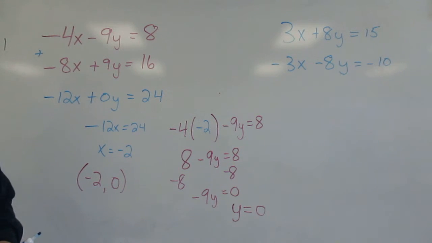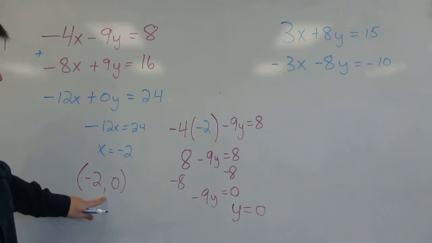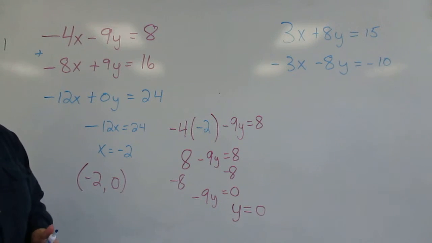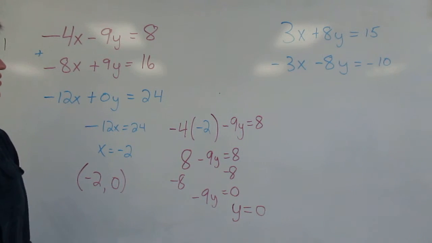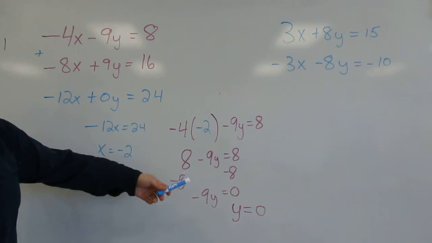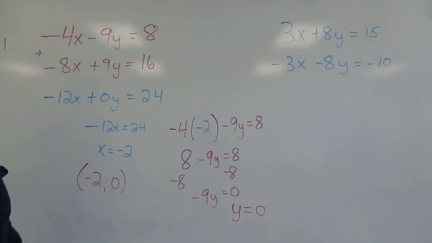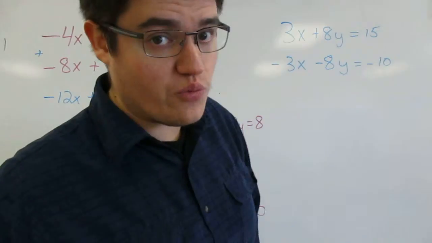And remember that you're thinking to yourself, okay, well, that's the ordered pair where these two lines intersect. Even try substituting negative 2 into the second one. You'll see you'll get y equals 0, hopefully.